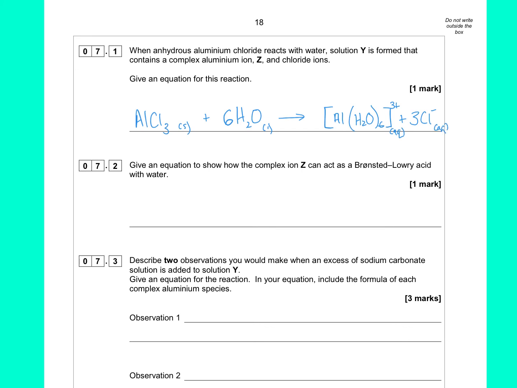And then in part 2 we're asked to give an equation to show how complex ion Z, so the hexaaqua aluminium complex, can act as a Bronsted-Lowry acid with water. So if it's acting as an acid, it's acting as a proton donor. So when it reacts with water, it's going to donate protons to the water. So in doing so, it's going to lose some protons from the water molecules that are in the aluminium complex.